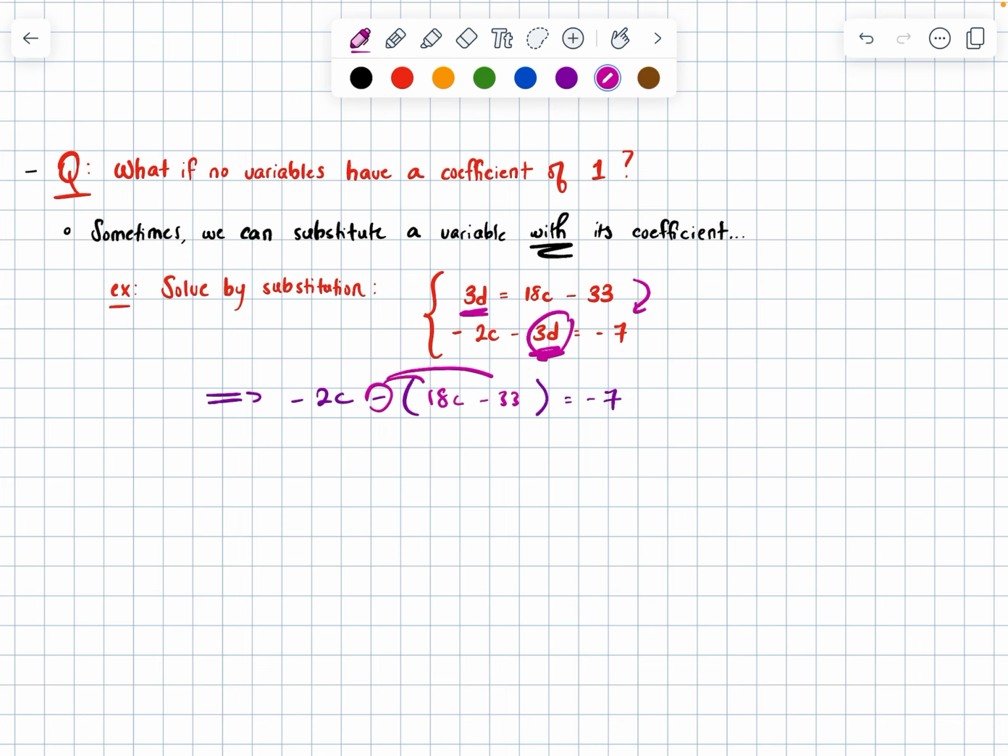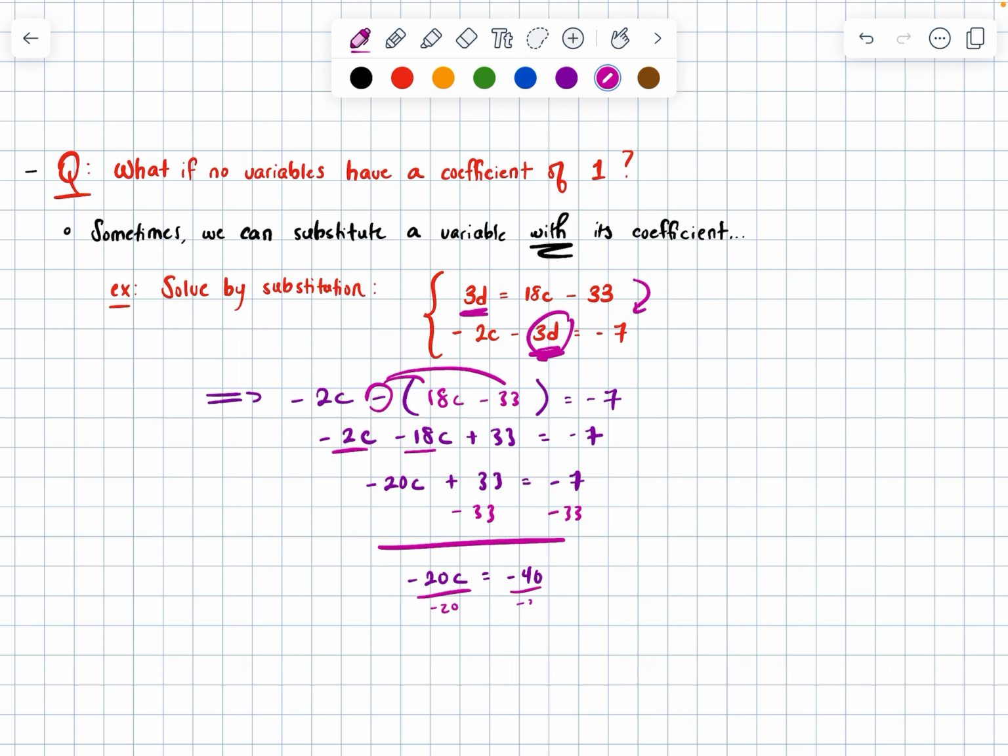All right, let's do it. So I'm going to take my negative sign and start by doing some distributive property. So negative 2c minus 18c plus 33, just flipping both of my signs, is equal to negative 7. From here, I've got some like terms I can combine. Negative 2c minus 18c, well, that's negative 20c plus 33 is equal to negative 7. Minus 33 from both sides to get closer to having c by itself. That shows me that negative 20c is equal to negative 40.